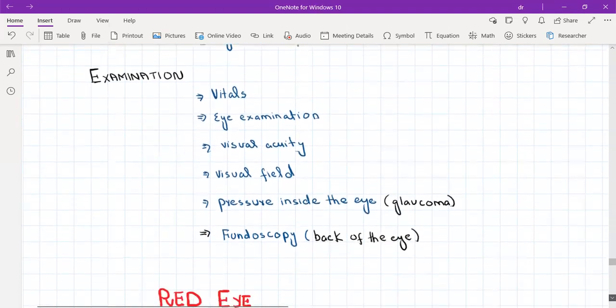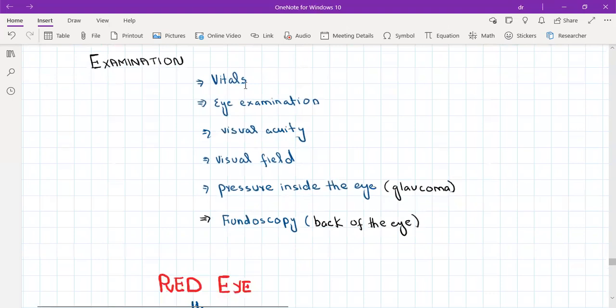Examination. In examination, you will do the vitals and GPE as usual. After this, you will do the eye examination. So the first thing is naked eye examination, and then visual acuity, visual field, pressure inside the eye, which we usually perform in cases of glaucoma only, and fundoscopy. So we'll tell the patient, I will look at the back of your eye. So these are the examinations in the ophthalmology station.